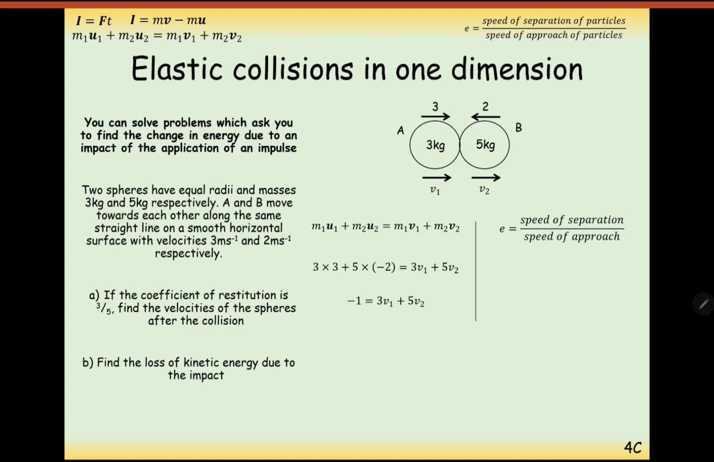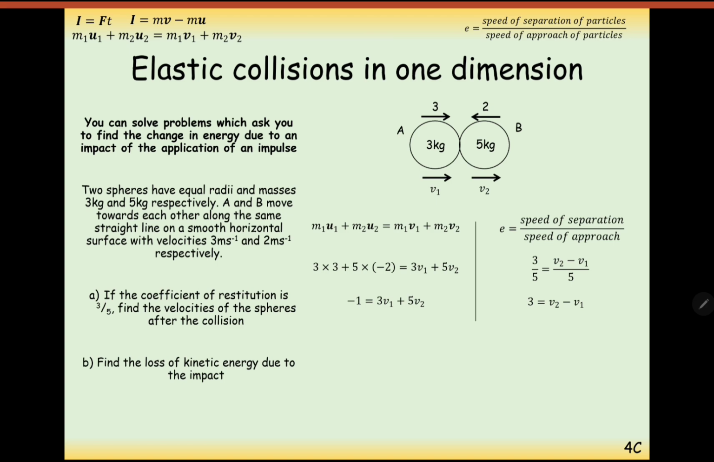Then we set up an equation for the coefficient of restitution. So it's 3/5 for the coefficient of restitution equals v2 minus v1. That's how much it's separating by over the speed of approach. And if it's moving towards each other, we add those speeds together. Multiply out the 5, so we get 3 equals v2 minus v1.